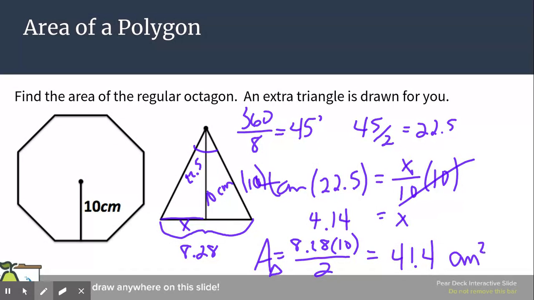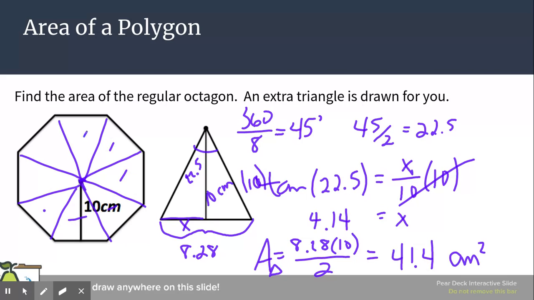That is the area of one triangle. But I really, in my octagon, have 1, 2, 3, 4, 5, 6, 7, 8 triangles in my octagon with 8 sides. So here we go. 41.4. I'm going to come up to the top.